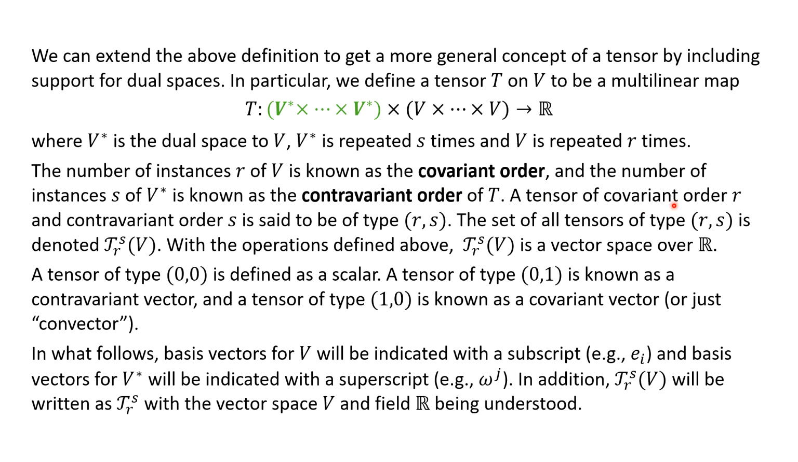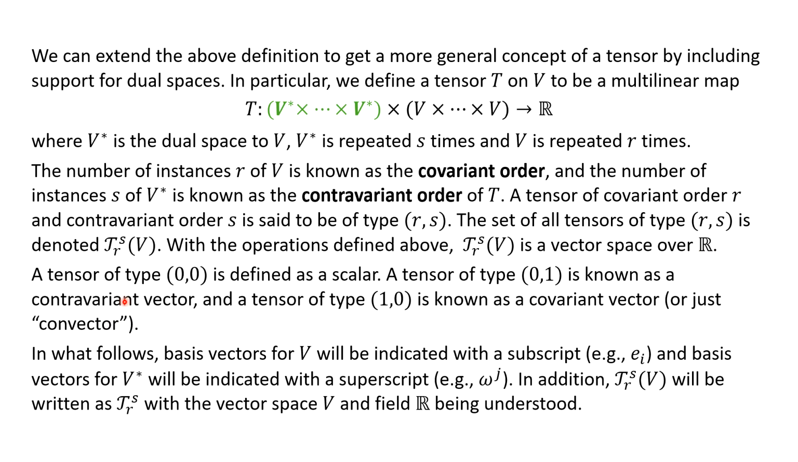A tensor of covariant order R and contravariant order S is said to be of type (R, S). The set of all tensors of type (R, S) is denoted by this here. So we kept the R in the subscript as we had before, and then we put the S here for the number of these dual spaces up top. And we still have the operations as defined in the previous slide. So this thing here, all these mappings, is a vector space over R.